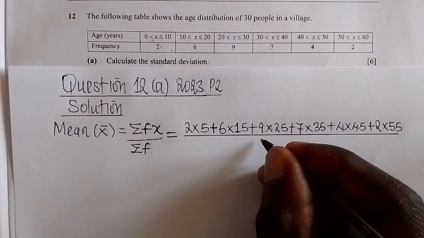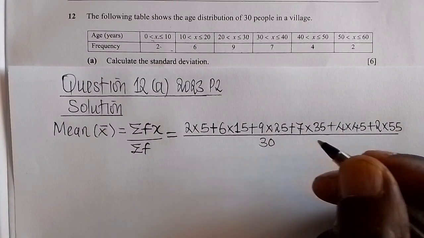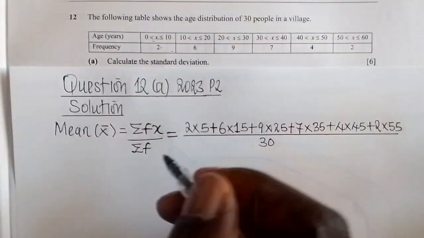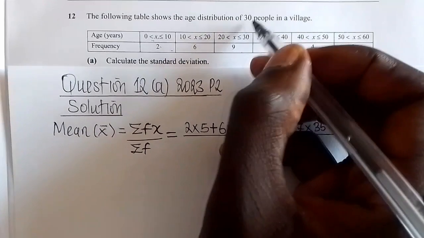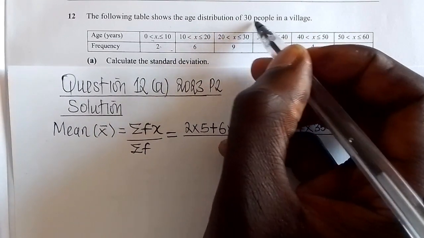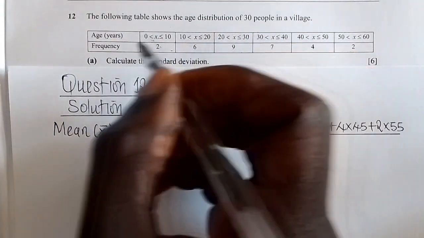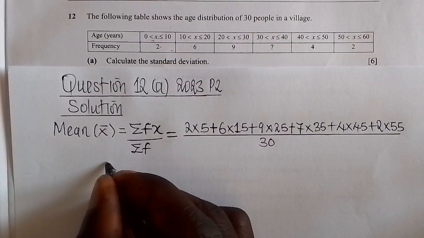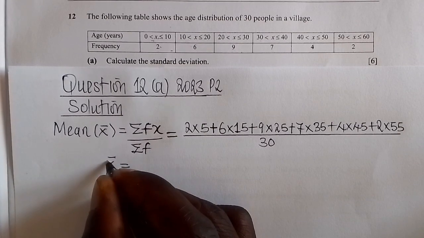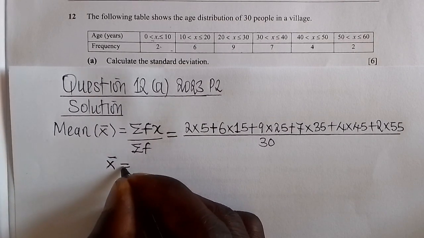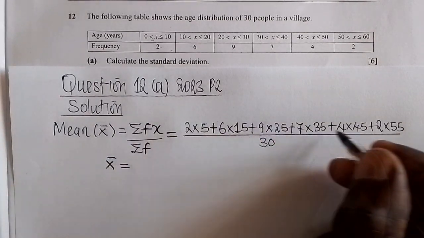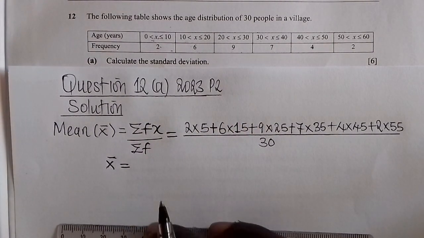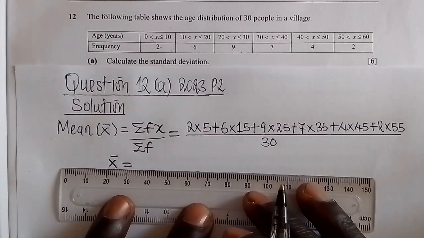So all this is divided by 30, which is the summation of frequency, because if you add up this, you get 30. This also goes with the 30 people in a village. So number of people is also frequency. So x bar, for our next stage, we're going to write x bar equal to, so the multiplication and addition of what we have here will be shown like this.